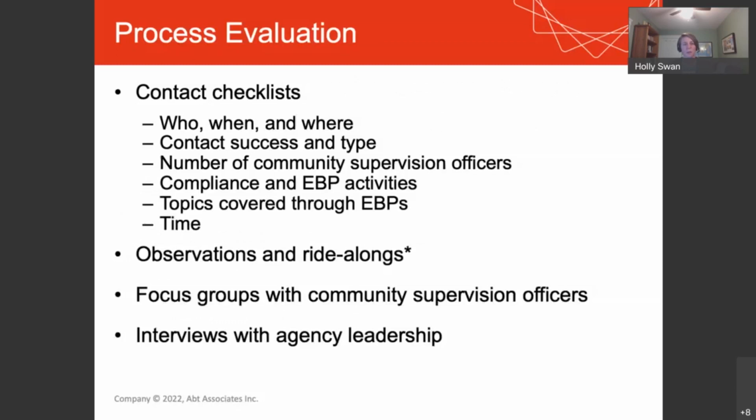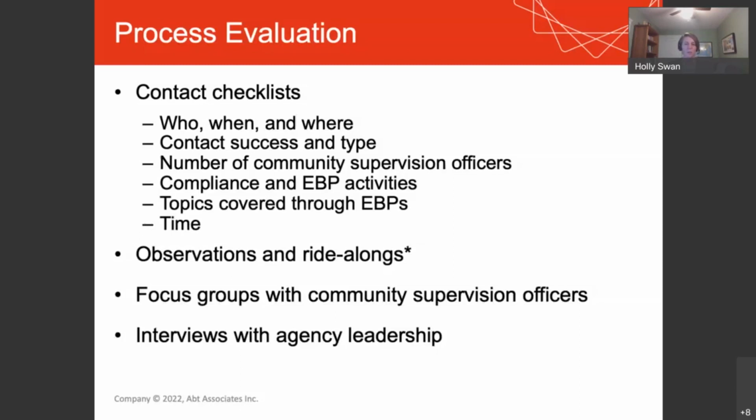For the process evaluation, we have several different data collection points. This is intended to provide contextual information for the findings of the RCT and to really understand more about what this looks like in the field. We have some of this from our early study, but we wanted to unpack it even more for this one. So the first data collection point is what we're calling contact checklists.